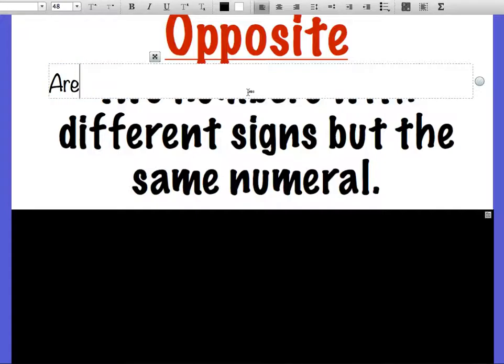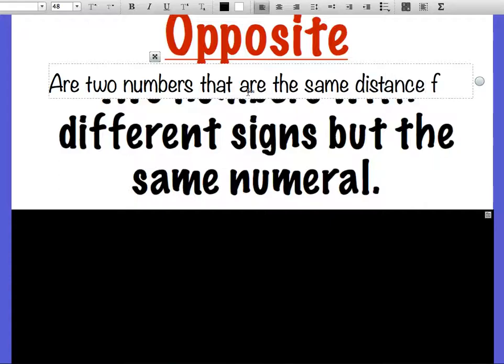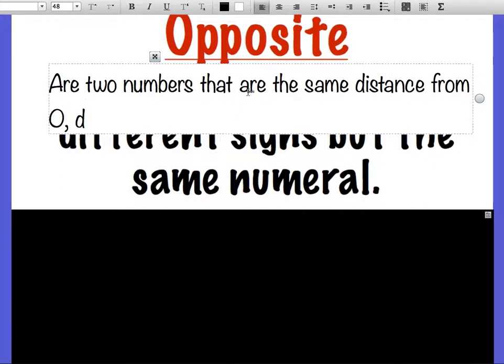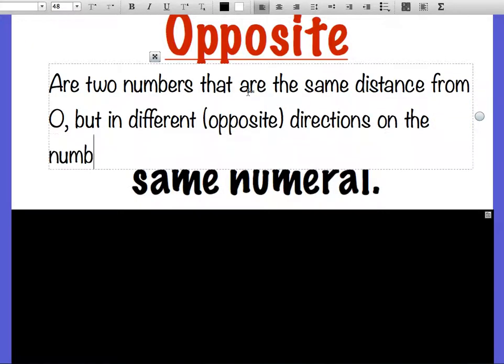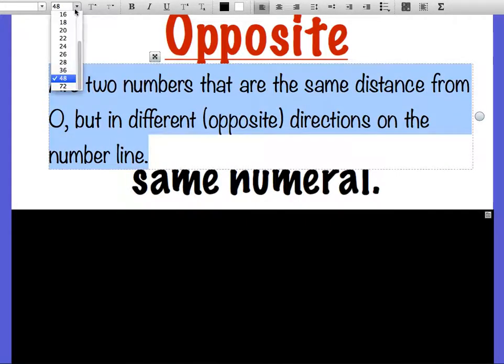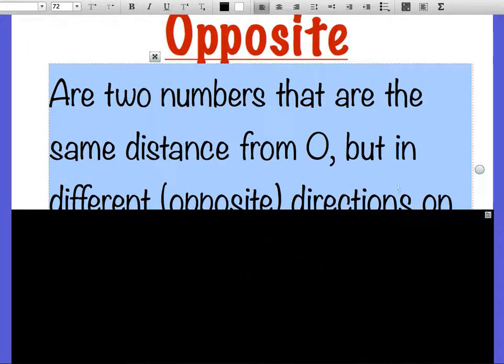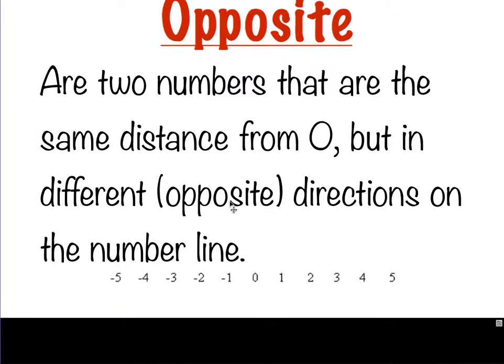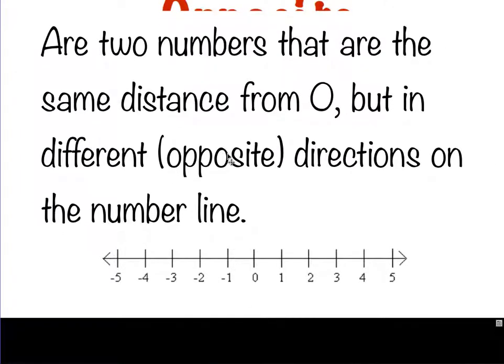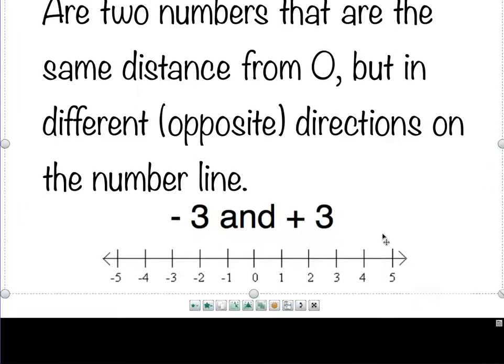Okay, so opposites are two numbers that are the same distance from 0, but in opposite directions on the number line. Two numbers that are the same distance from 0, but in opposite or different directions on the number line. What this would look like is, if you have -3 and +3.